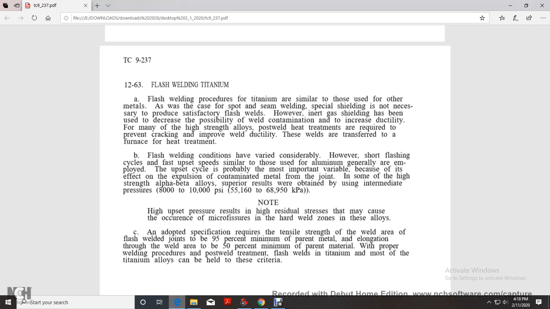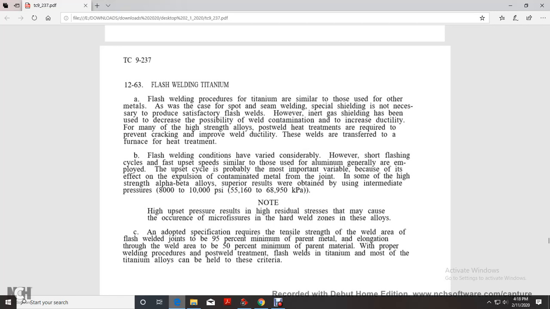These welds are transferred to the furnace for heat treatment. Flash weld conditions have varied considerably. However, a short flash cycle with high flash and upset speeds, as with aluminum, is generally employed. The upset cycle is probably the most important variable because of its effect on the expulsion of contaminated metal from the joint. In some cases, with the high strength alpha beta alloys, superior results were obtained with intermediate pressures of 8,000 to 10,000 psi.